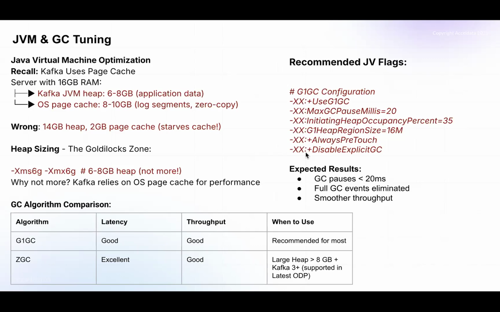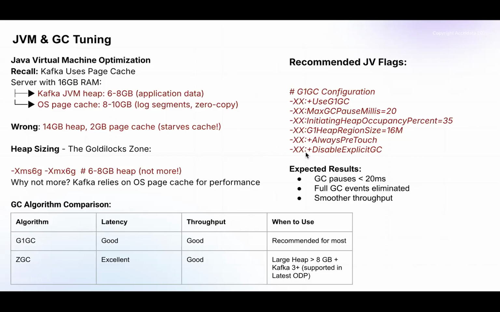Many teams make the mistake of giving a 14 GB heap, leaving only 2 GB for the page cache. This starves the page cache and kills the performance because Kafka can't cache log segments effectively. The Goldilocks zone is a 6 to 8 GB heap, not more than that. If you have 128 GB of RAM, don't give Kafka a 64 GB heap. Give it 8 GB and leave the rest for page cache.